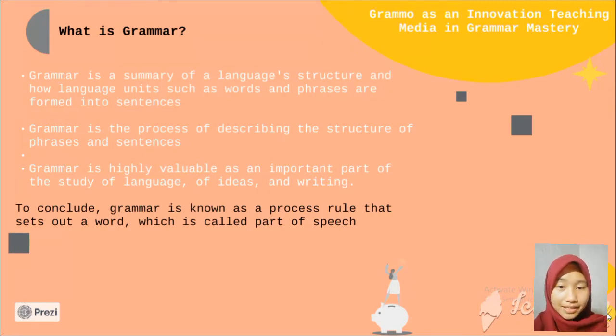So, grammar is a summary of language structure and how language units such as words and phrases are formed into sentences. We can say that grammar is the process of describing the structure of phrases and sentences. Also, grammar is highly valuable as an important part of study of language, of ideas and writing. To conclude, grammar is known as a process rule that sets out a word which is called part of speech.